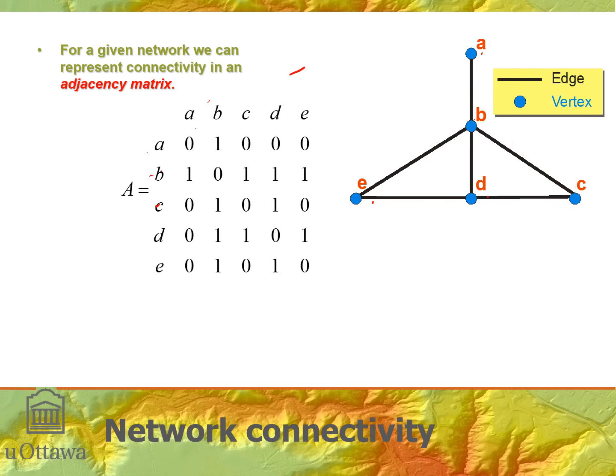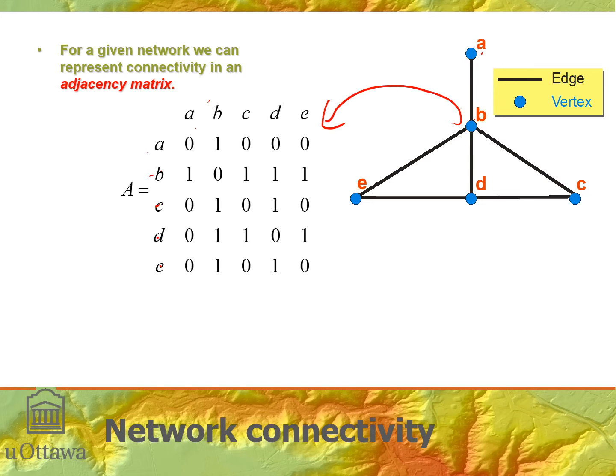Then we look at D. D is connected to B, C, and E directly, so it's adjacent to them. So in D, B, C, and E get a 1. Everything else gets a 0. And then finally E. E is connected to B and D. Those get a 1. Everything else gets a 0. Now we have all of that information in this matrix. So all the information on what is connected to what is now in that matrix.